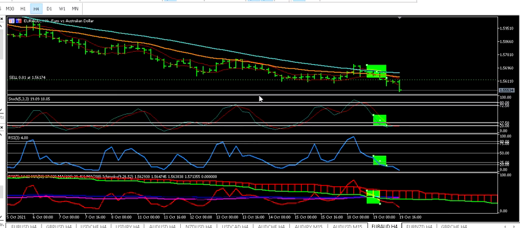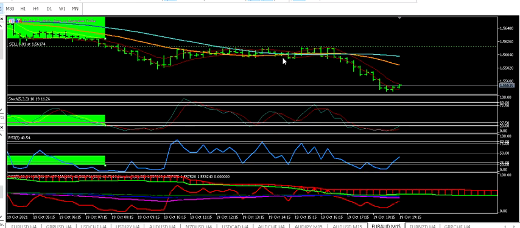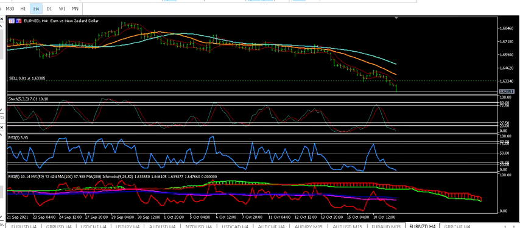Okay, so that's that for Euro AUD. If you go to a smaller time frame, you see what price has done. Price sold. Trade is in profit. Let's go to EURNZD. So selling.